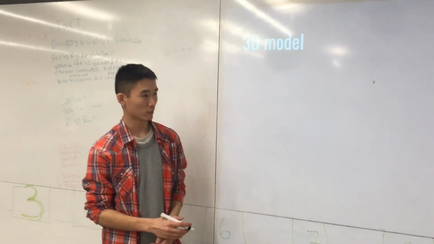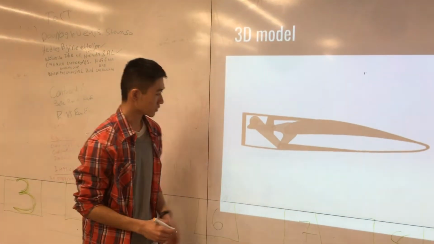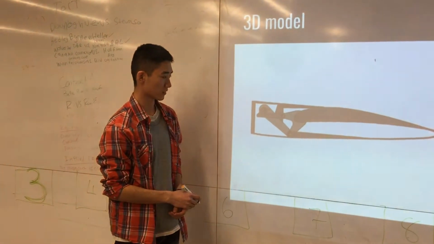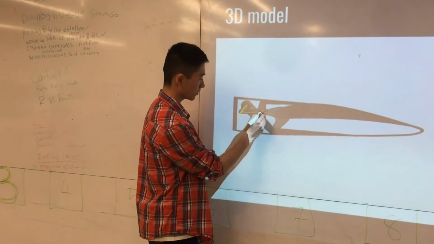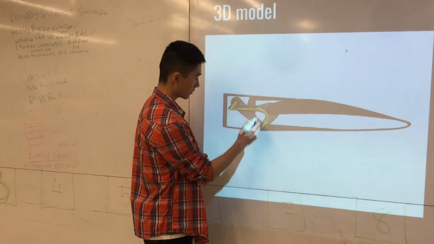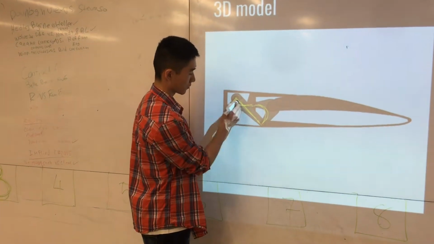Next, we will look at a 3D model. Starting with the 4-bar linkage mechanism inside the wing flap, we can clearly locate the 4 bars, one being here, here, here, and lastly, connecting both of them in the back.